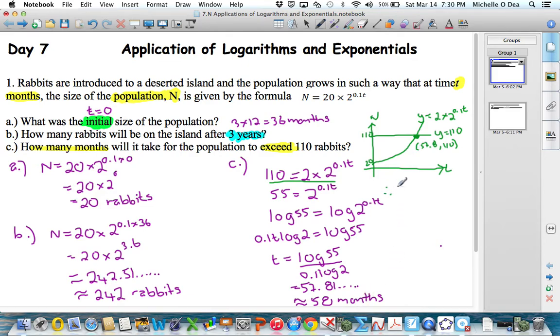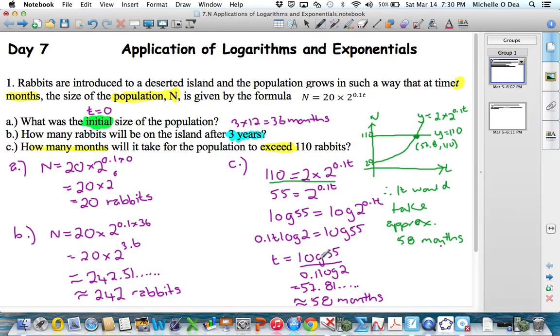So therefore, it would take approximately 58 months. I would round again. Approximately 58 months. Now you only need to do one of these methods. You don't need to do both. It's just 2 different ways because, as I said, you have to use the calculator for both.